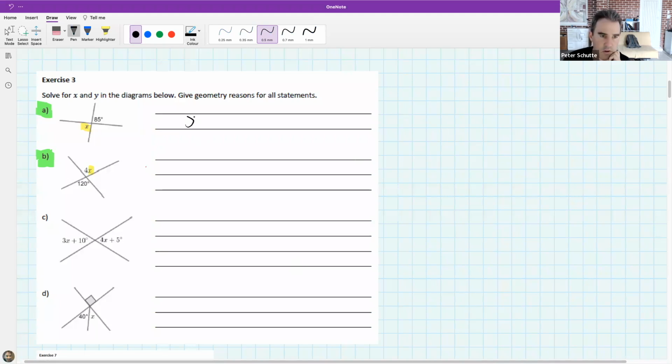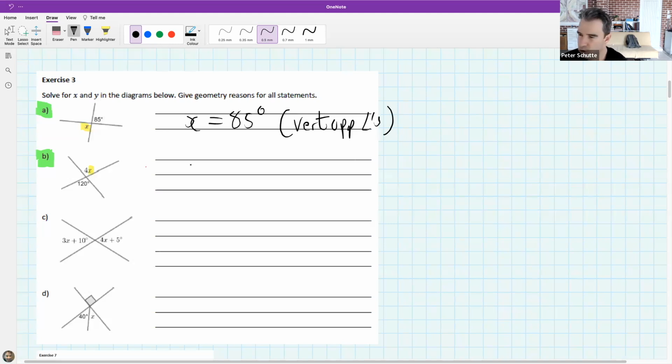So we would say X is 85 degrees, and the reason we use is vertically opposite angles. I'll do reasons at a later stage, but the main idea is that vertically opposite angles are equal.